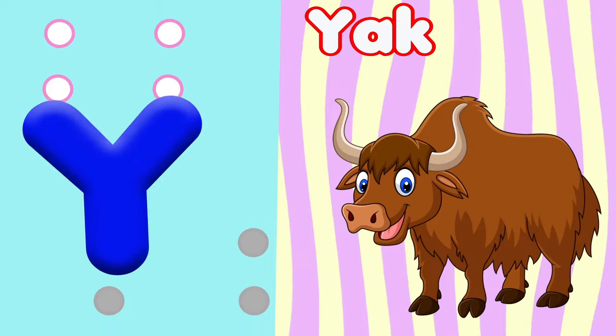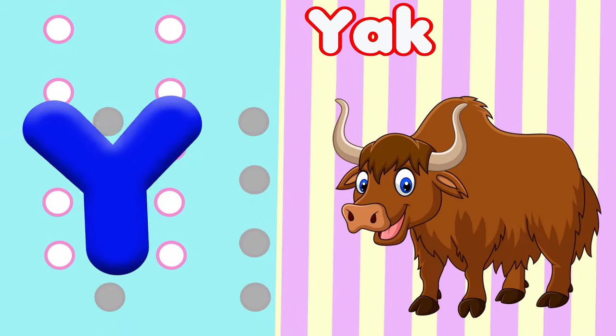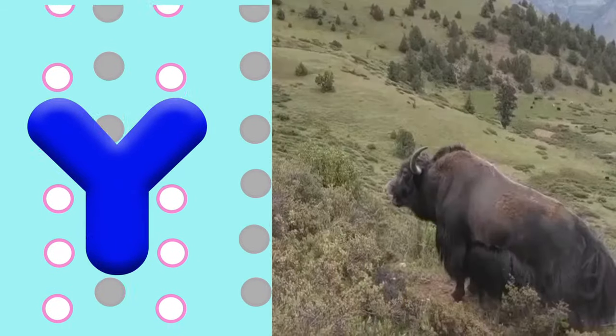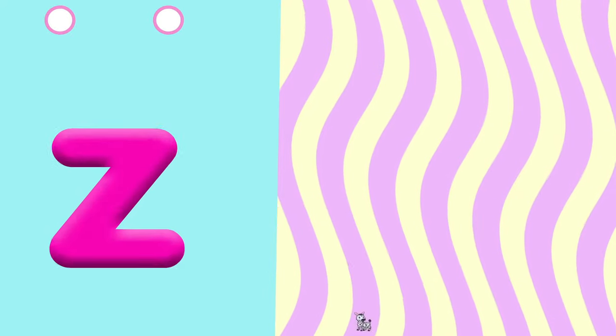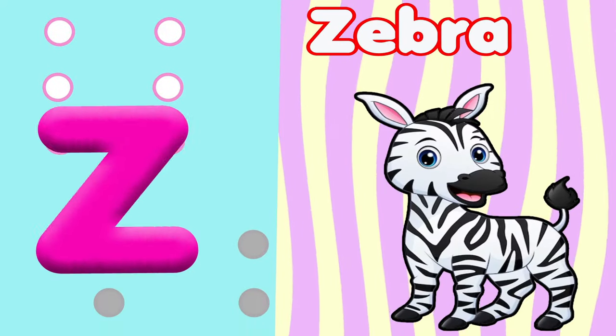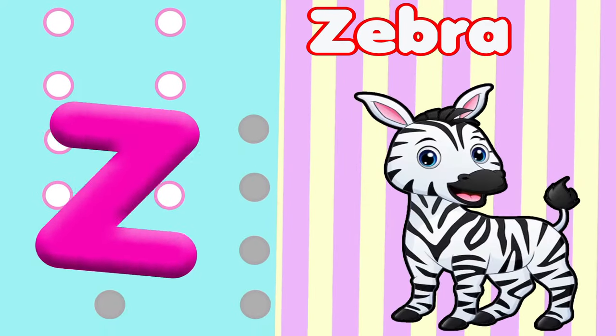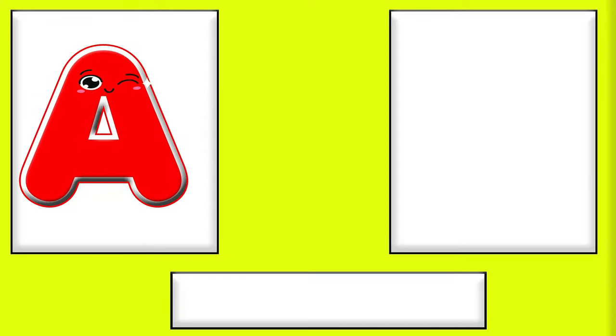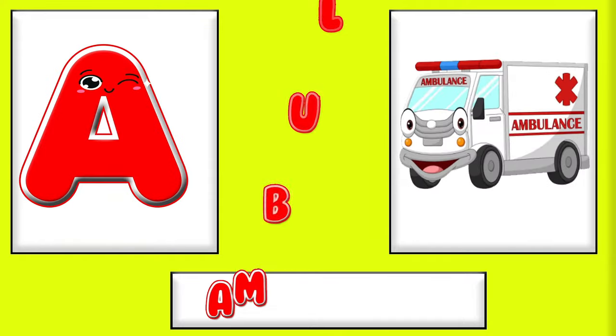Yak, yak. Z is for zebra. Z, z, zebra. Z, zebra. Transportation phonics song. A is for ambulance. A, a, ambulance.